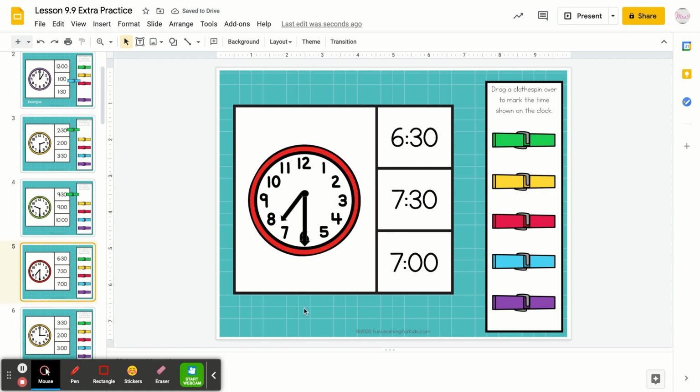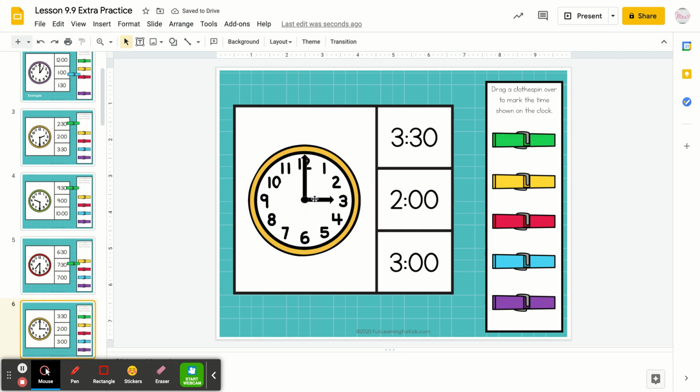Hey, when we read this clock, look at the hour hand. Oh, halfway past the 7. Didn't get to 8 yet. 7:30, right? When we count around 5, 10, 15, 20, 25, 30. 7:30.